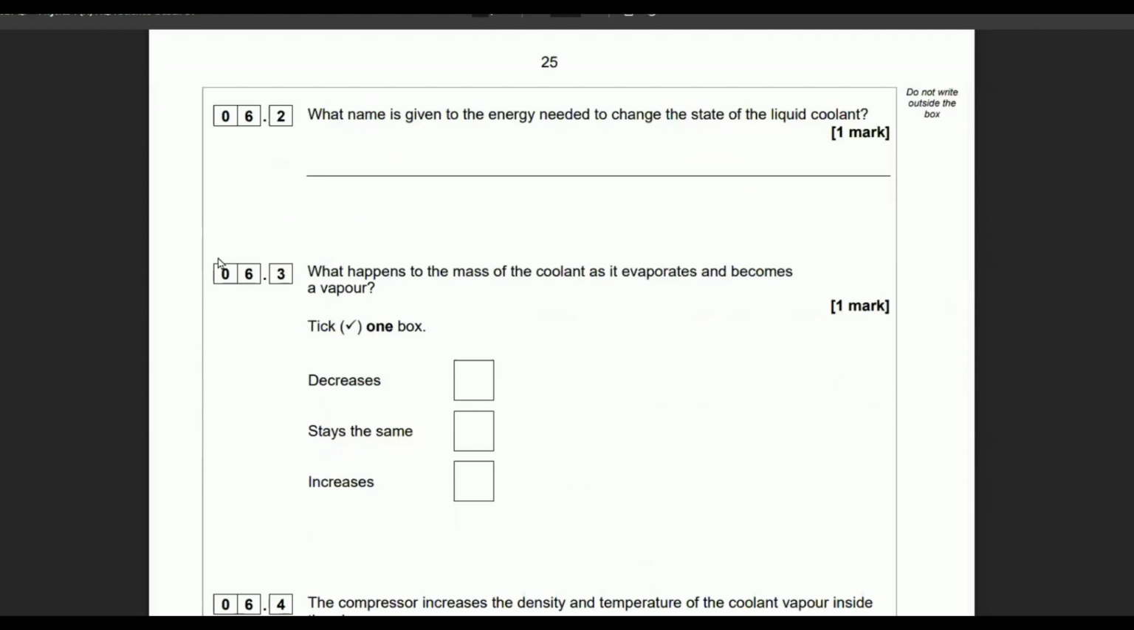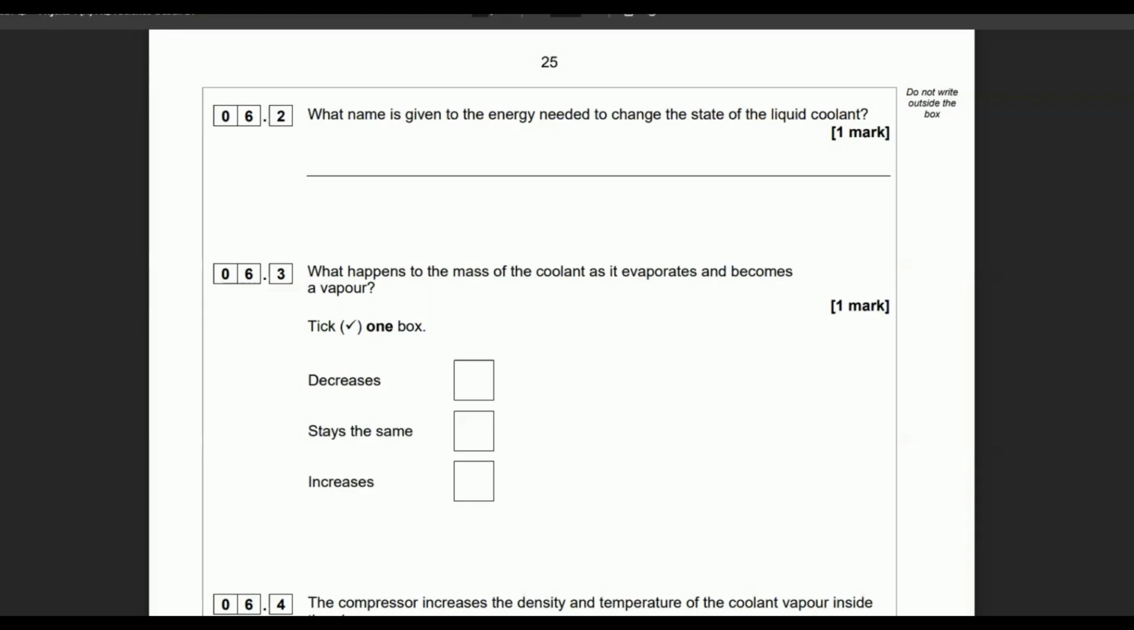6.2, what name is given to the energy needed to change the state of the liquid coolant? So what do we call the energy that is required to change the state? It's not the specific heat capacity. Do you remember what specific heat capacity is? Specific heat capacity is the amount of energy needed to raise the temperature of 1 kilogram of a mass by 1 degree. That is not what we're talking about here. What we're talking about here is the specific latent heat, and that is the amount of energy needed to change the state of 1 kilogram of a material.